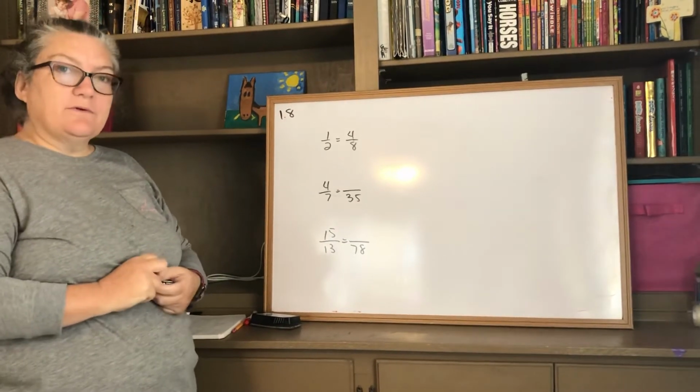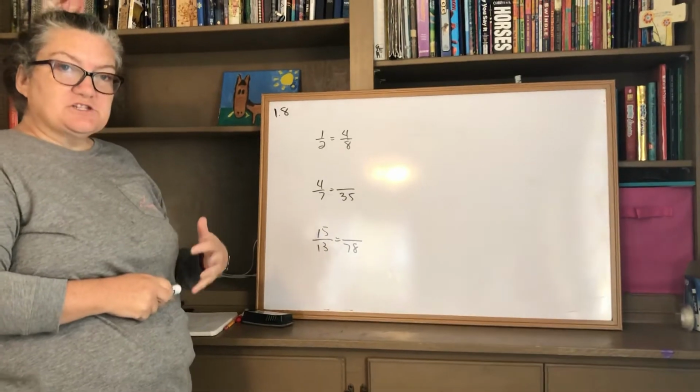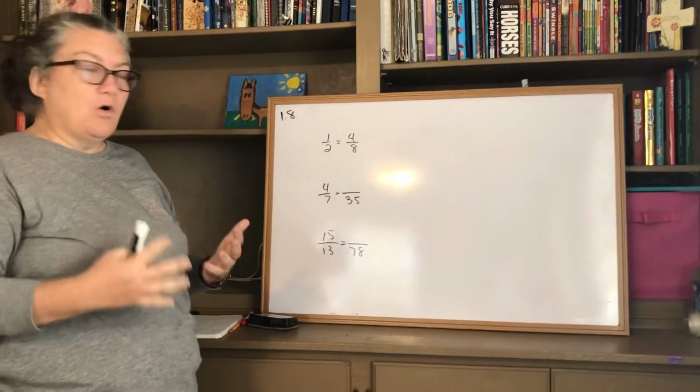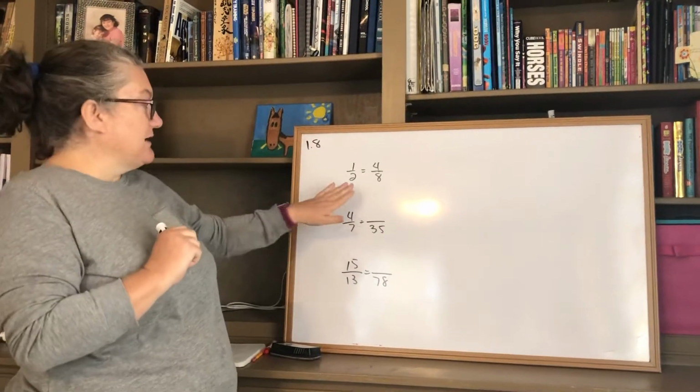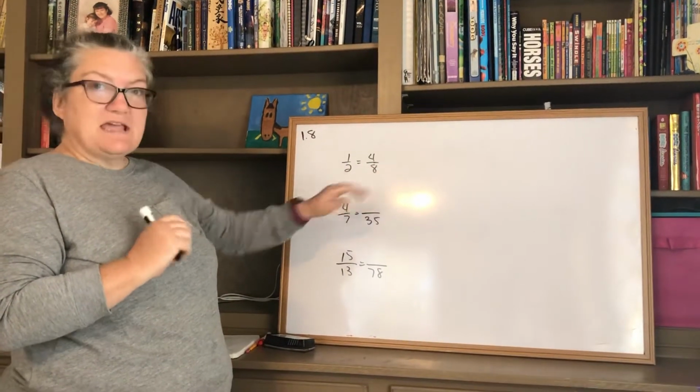We're going to be talking about equivalent fractions. Equivalent fractions represent the same amount of a whole. They might not look the same, but the actual part, if you cut it or shaded it, would look the same. So here's an example. 1/2 is the same as 4/8.